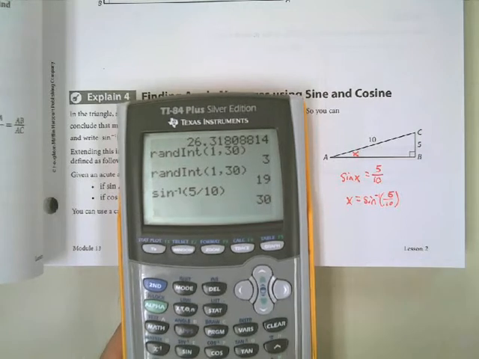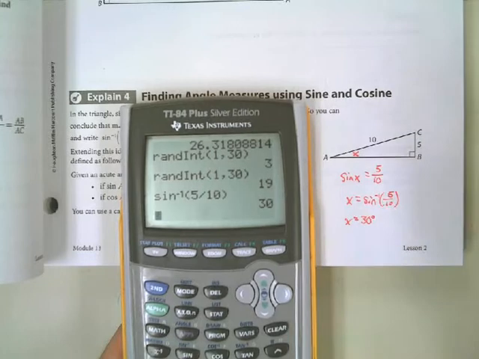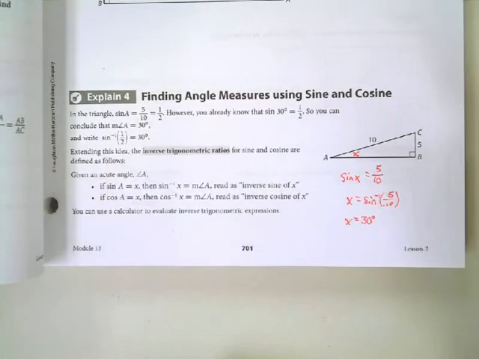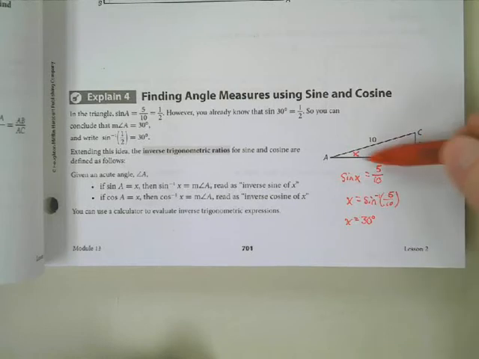Well, that's an exact number. That's kind of rare, right? What kind of right triangle does that mean we have here then? It's a 30, 60, 90. And doesn't that make sense?